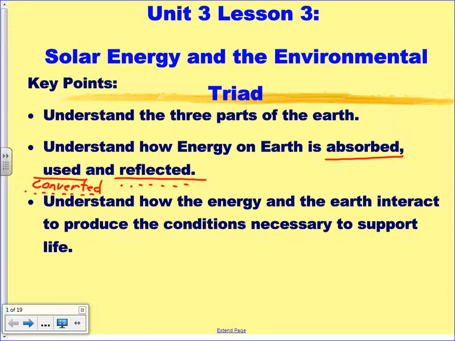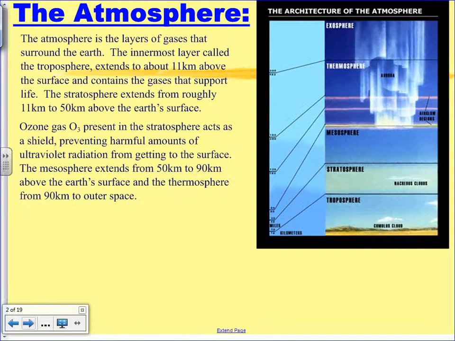Understand how the energy and the Earth interact to produce the conditions necessary to support life. So how do all these things work together to essentially make energy available for life to exist? The first sphere, the first part of the Earth we have to talk about, is the atmosphere, because it's the first part of the Earth that solar energy interacts with on its way here.